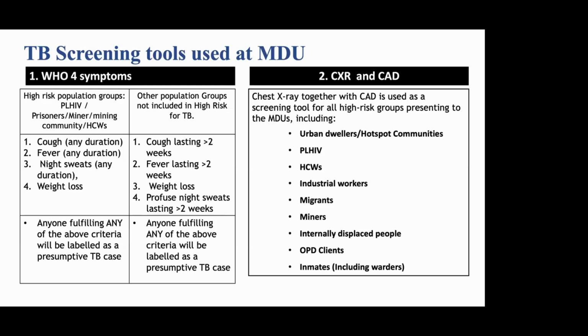So we had urban dwellers and hotspot communities. This especially applied to the rural part of our campaigns. We also targeted people living with HIV. We targeted healthcare workers, industrial workers, so people working at tobacco farms in the tobacco processing industry. We targeted migrants, hence the latter five that were stationed at borders, miners, ex-miners, and the communities around them. We targeted those that were internally displaced.